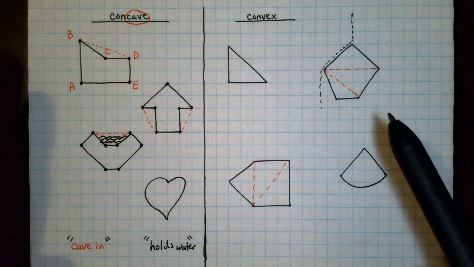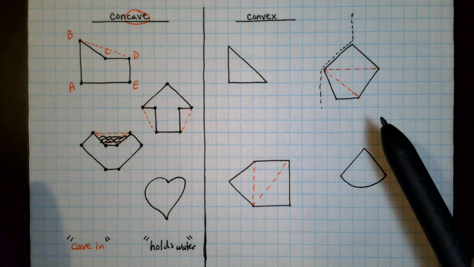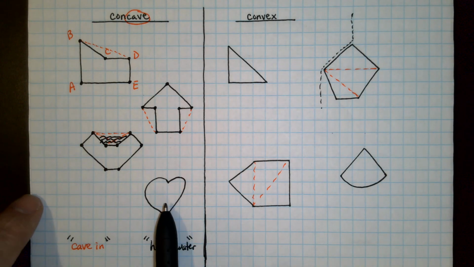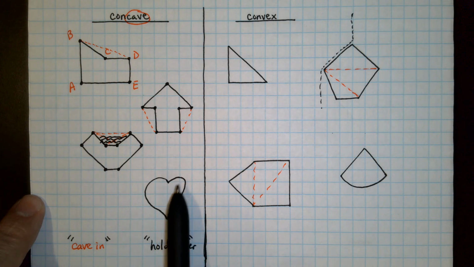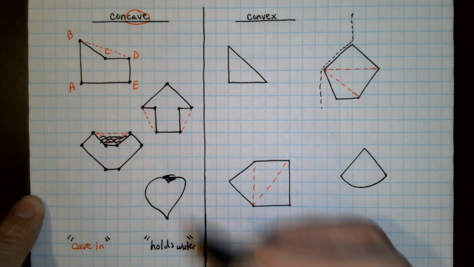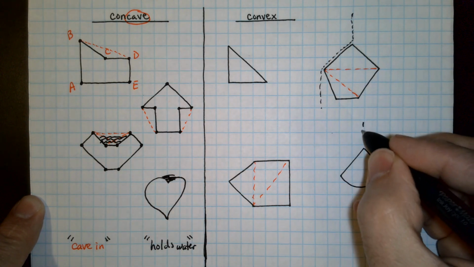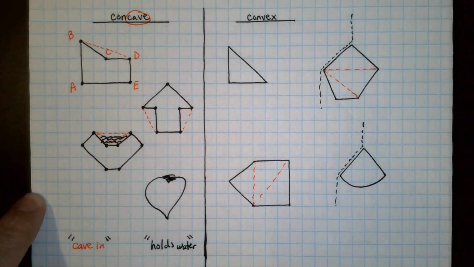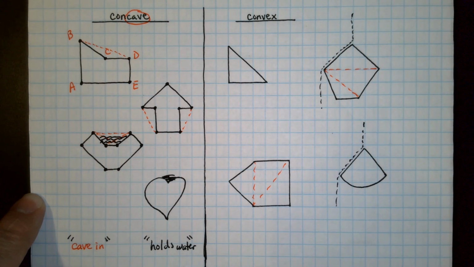Well, polygons are mostly what people talk about when they talk about concave and convex, but you could also apply this to other shapes that are not polygons. This is not a polygon because it's curved, but there is a place right here where water would collect. Here, even though it's curved and not a polygon, water would always fall off of it. It will not hold water, so it is convex.